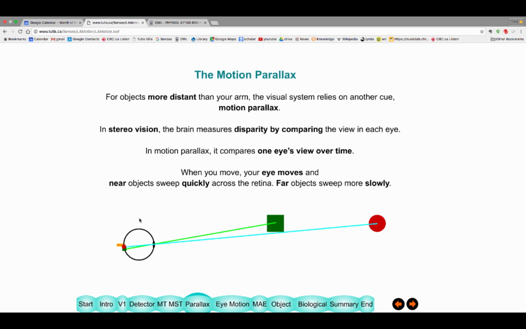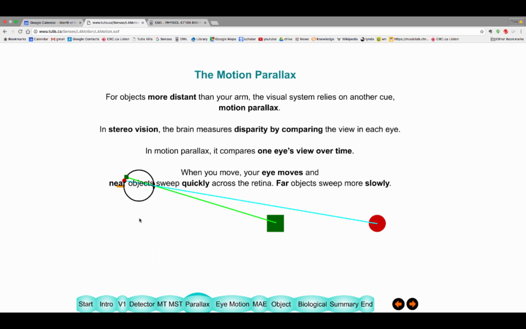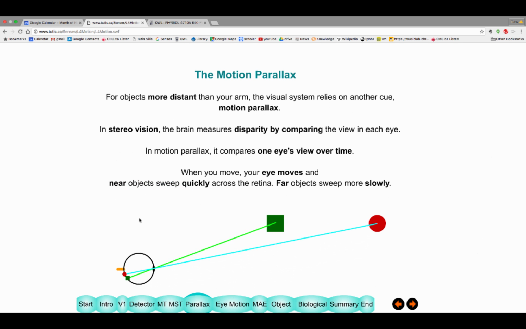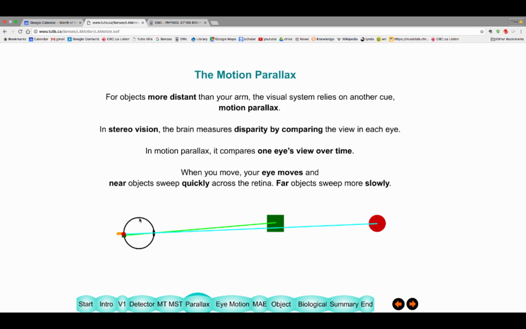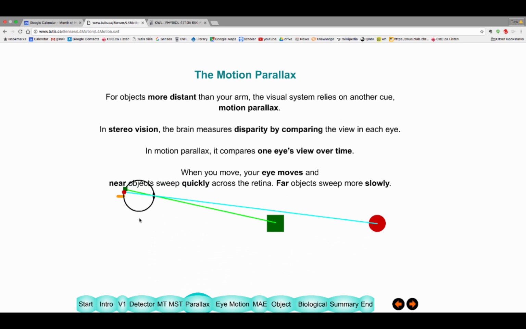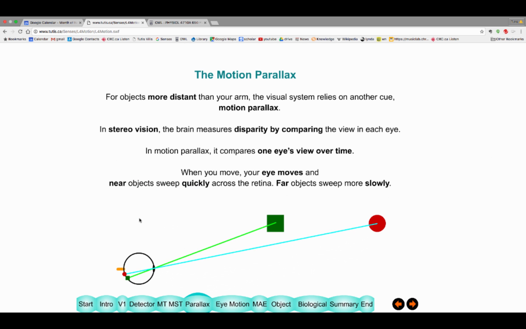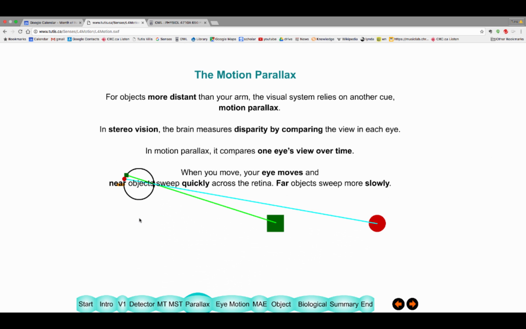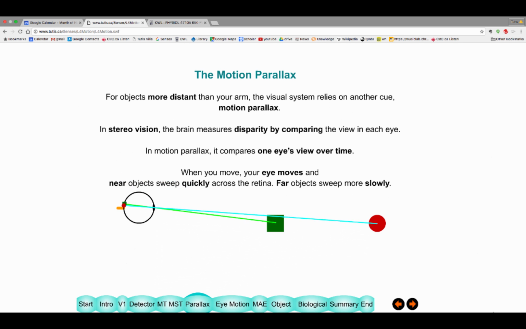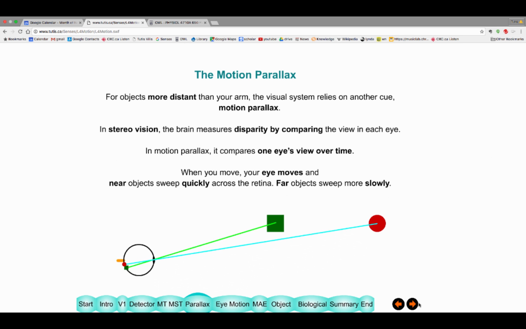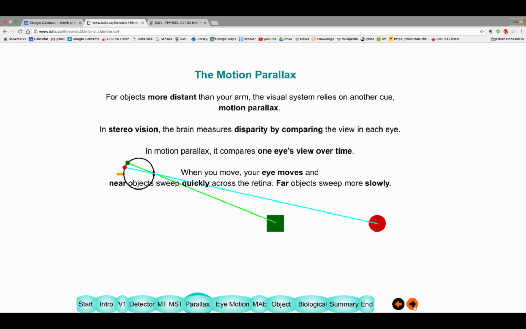I don't know if any of you spent a lot of time watching chipmunks before they leap. They tend to bob their heads up and down. And that gives them this type of motion parallax. And so they can tell how far away where they hope to land is. So they're using motion parallax to judge distances.